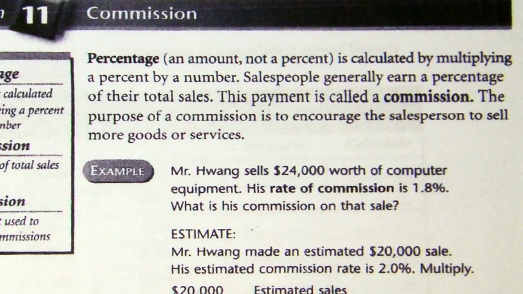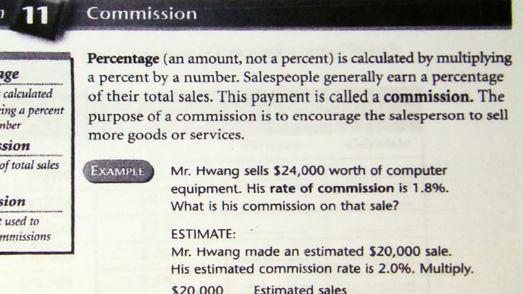Okay, guys, this is still chapter 1, section 11 on commission. Sometimes when you get a job and your job involves sales, they offer you commission, meaning anything that you sell, you're going to get a percentage of that. It basically entices you to work harder, smarter, become a better salesperson in order to make more money. So let's look at this example here.